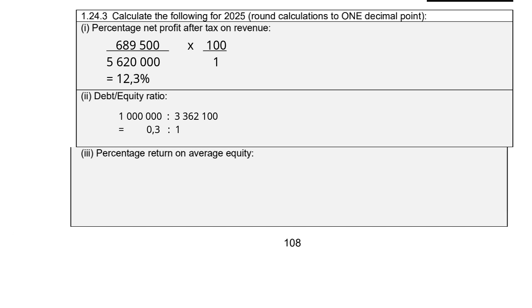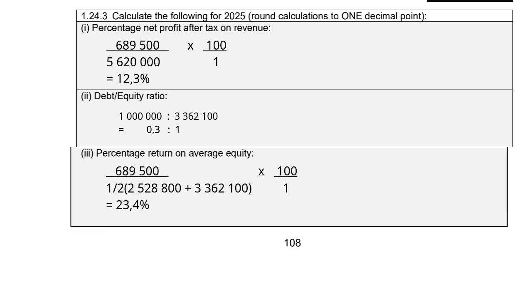Your percentage return on average equity, that'll be your net profit after tax over average owner's equity. So we'll take the previous year and the current year's equity and divide by 2 times 100 over 1. So it's 689,500 divided by half of 2,528,800 plus 3,362,100 times 100 over 1 to give you 23.4%.